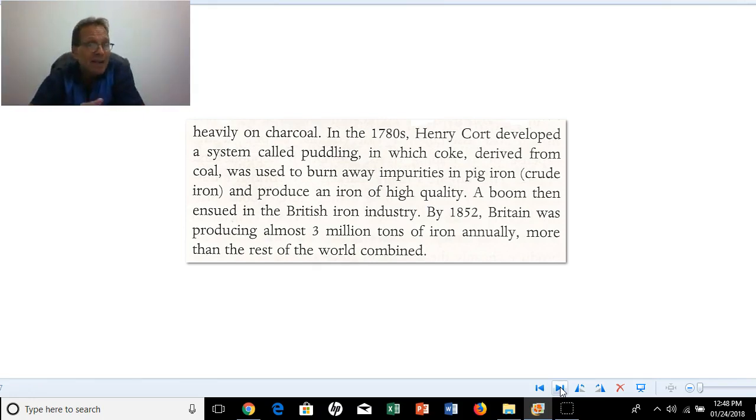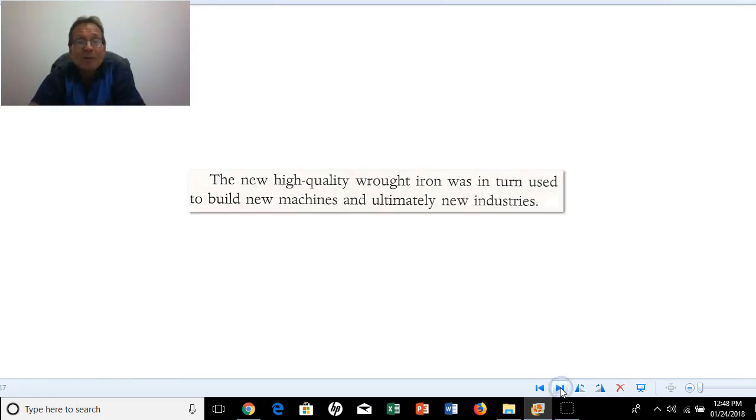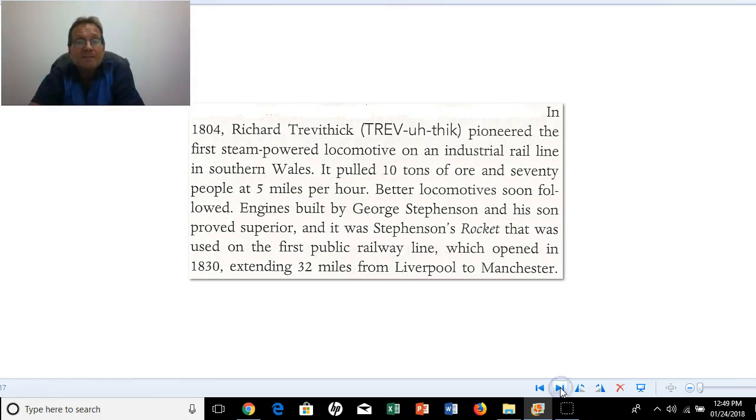So in textiles, and in iron, and in the last one, the new industries that will be developed out of using this new metal, the rail comes in, and steam power is applied to the locomotives on these new railroads. And eventually, Trevithick's powered locomotive will be replaced by engines built by George Stephenson and his son. And that Rocket will actually go 15 miles an hour. And this was the first public line that opened from Liverpool to Manchester in 1830.